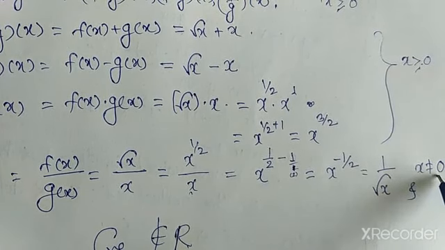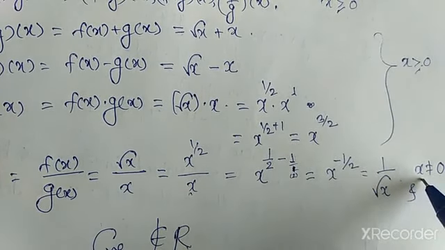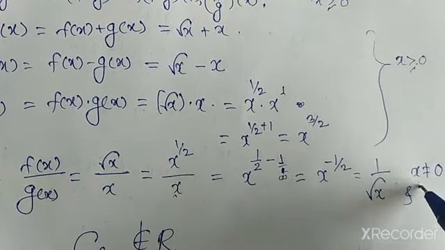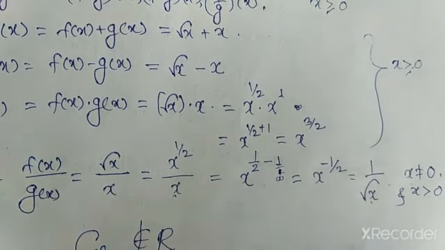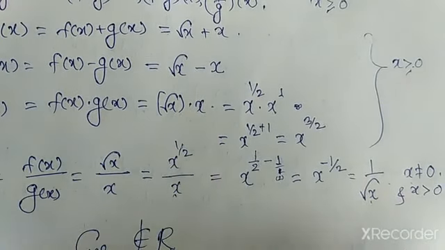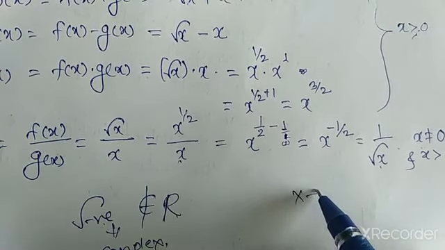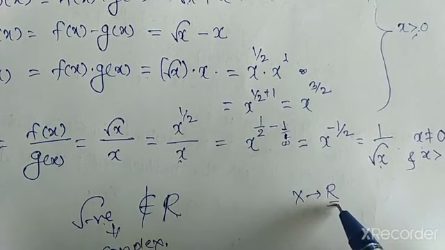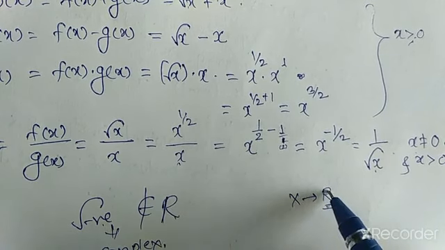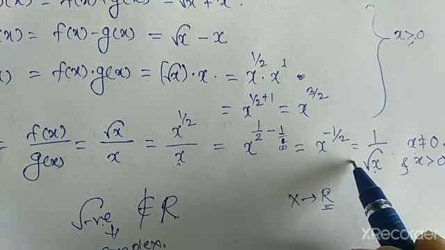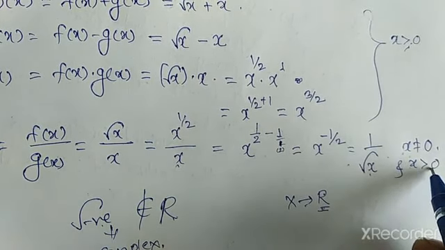If we consider x equal to 0, it will be 1 upon 0 and it will be infinite. So in this case x is not equal to 0 and x is greater than 0. If we consider x less than 0, then it will be negative, and again it will be complex. As we have the codomain set as real numbers, if we get a complex image, it will not be present in the real numbers, so it will not be a function. For that purpose we have the condition x not equal to 0 and x greater than 0.